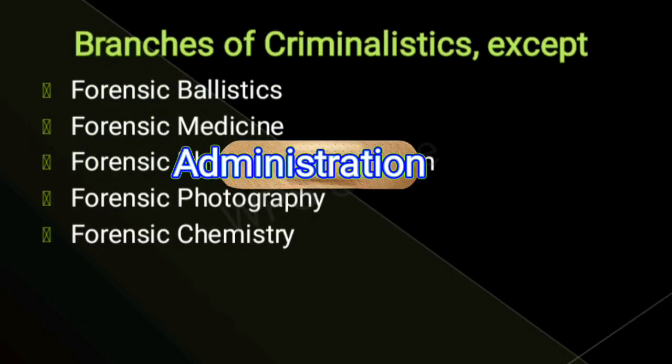Branches of criminalistics except, forensic ballistics. B, forensic medicine. C, forensic administration. D, forensic photography. And E, forensic chemistry. Again, branches of criminalistics except. The answer is letter C, forensic administration.